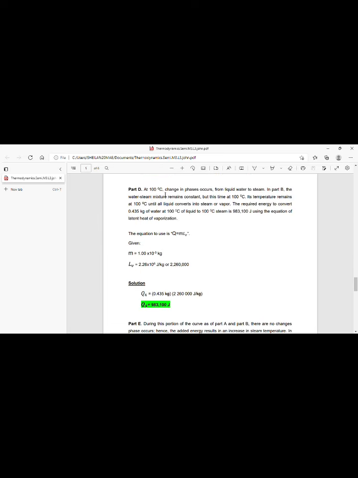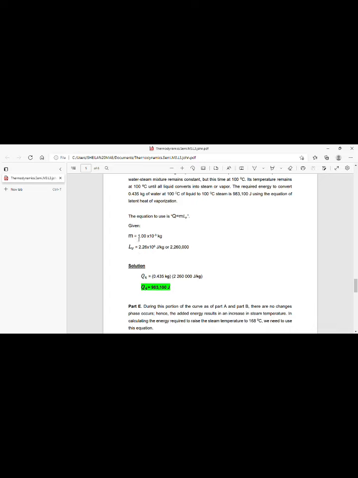At 100 degrees Celsius, a change in phase occurs from liquid water to steam. In part B, the water-steam mixture remains constant, but this time at 100 degrees Celsius. Its temperature remains at 100 degrees Celsius until all liquid converts into steam or vapor. The required energy to convert 0.435 kg of water at 100 degrees Celsius of liquid to 100 degrees Celsius of steam is 983,100 joules using the equation of the latent heat of evaporation, which is the equation that we are going to use.